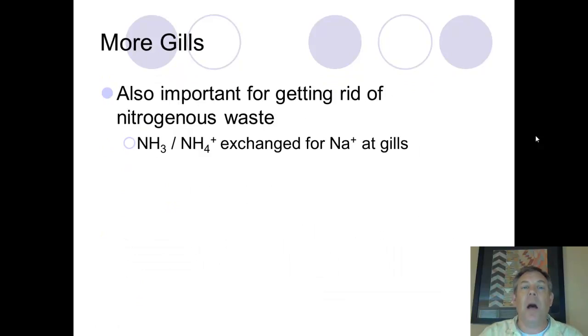Okay. One other thing about gills, and I've mentioned this before, this is also a really important source of getting rid of your nitrogenous waste. So urine and kidneys probably have some function here, but the gills are really important for getting rid of the nitrogenous waste. And one of the ways to get rid of it is they exchange it for sodium at the gills. So kind of two birds with one stone. Get rid of the ammonia, take up some of the ions you're losing if you're a freshwater teleost.